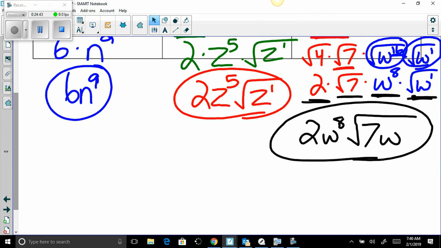Now keep in mind, you don't have to put the 1 here, but you can. You're not wrong either way, because if it's not there, you really know it to be there. But if it's there, it's fine too.